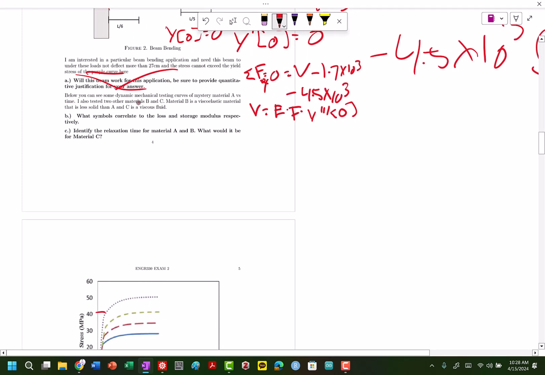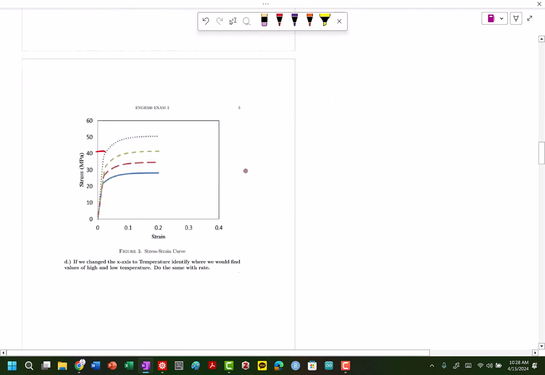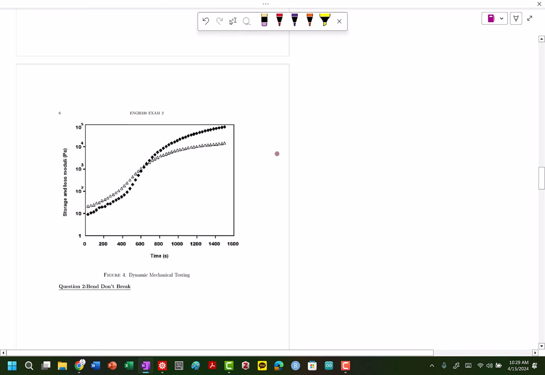All right. So dynamic mechanical testing is mystery material A versus time. Tested new materials B and C. B is a viscoelastic material that is less solid than A, and C is a viscous fluid. What symbols correlate to storage and loss modulus? So if we look at this curve, at long times, I should behave viscous. So once I have this crossover point here, which is my t relax or relaxation time, also typically tau in polymers. So here's my viscous. This is my solid-like response.